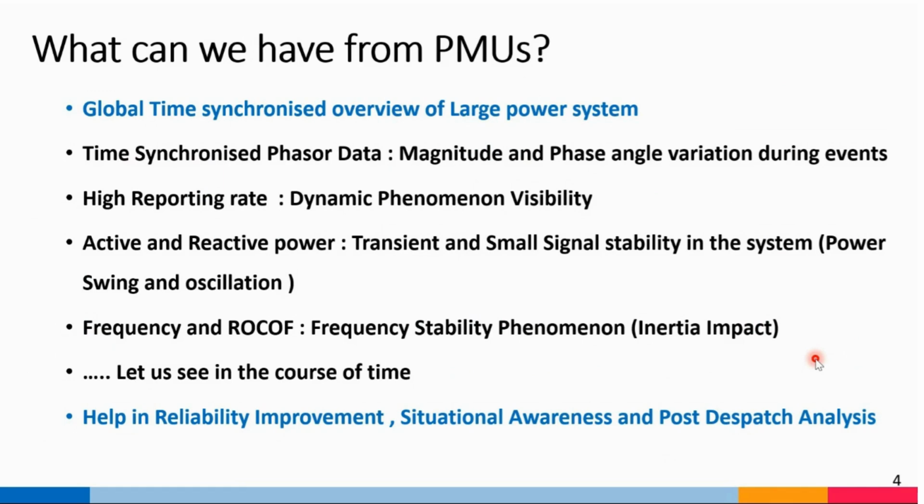Because all the devices are time synced with the GPS, whatever data you are getting from different nodes, you are getting the same data for a particular time stamp. Let us say there are nodes which are wide apart by 1,000 kilometers. You get the voltage and the relative angle of that node, as well as of another node 1,000 kilometers apart, at the control center at the same time.